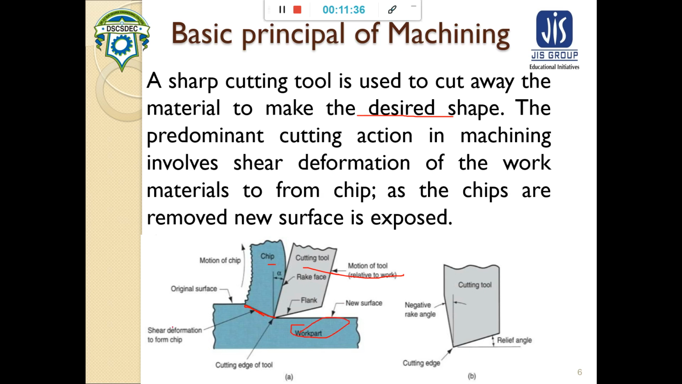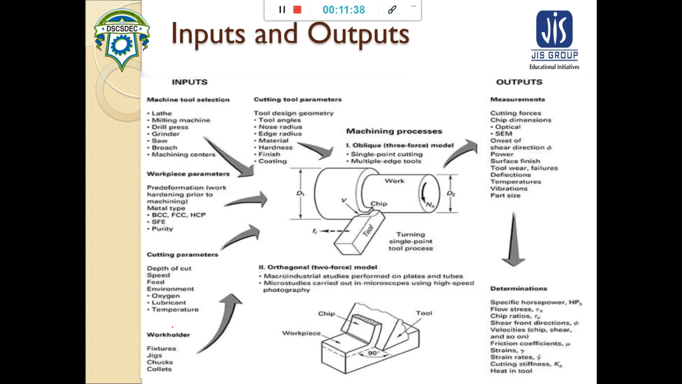So this is the basic principle. Now what are the inputs? I've said that there are various inputs and various outputs from a machining operation. So in this picture, a complete idea of the inputs and outputs of the workpiece is given.